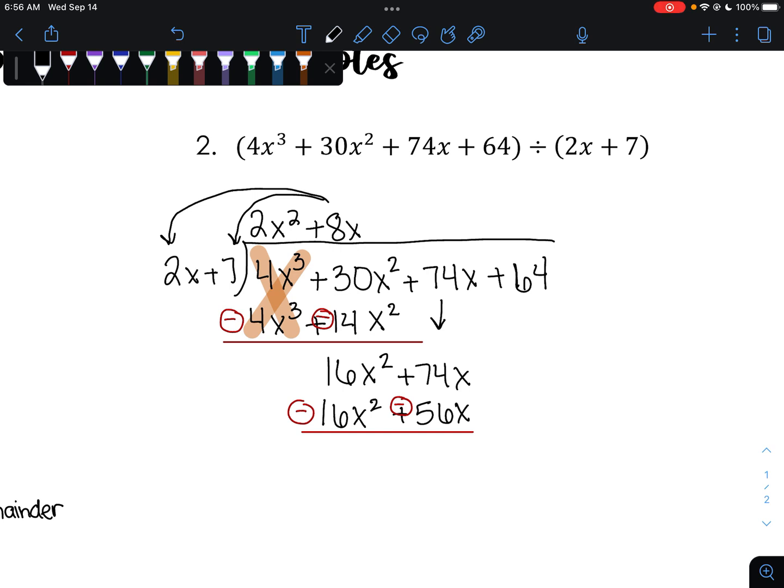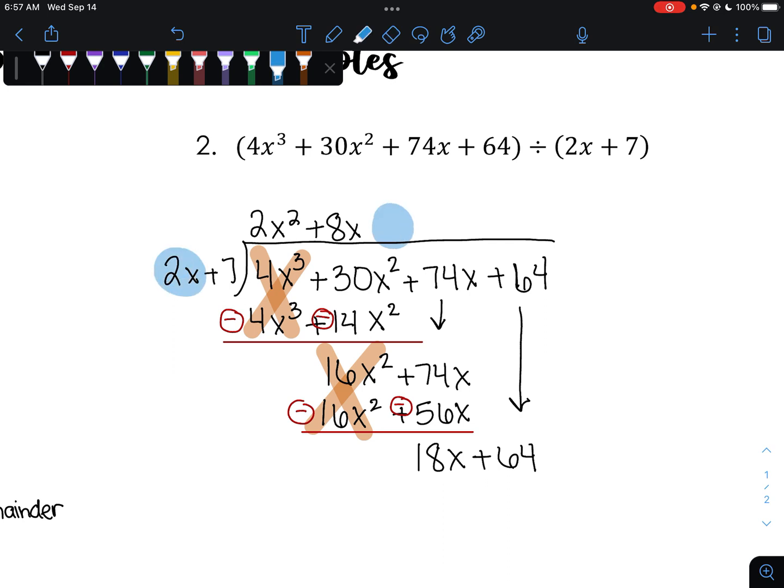So I'm going to add down. 16x squared minus 16x squared cancels out. 74x minus 56x is 18x. I drop down my next term, plus 64. Now I repeat my process.